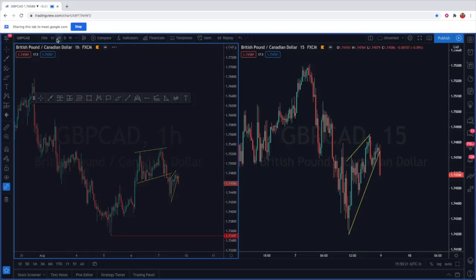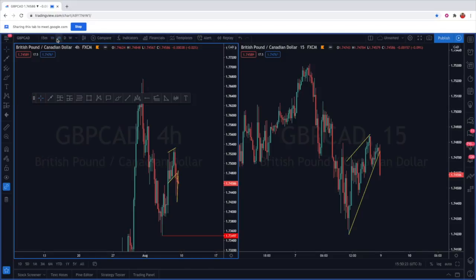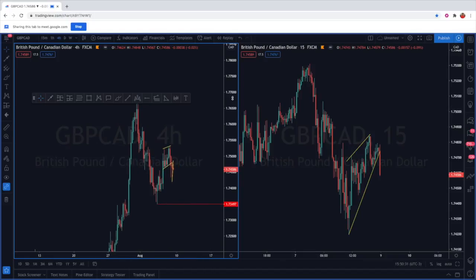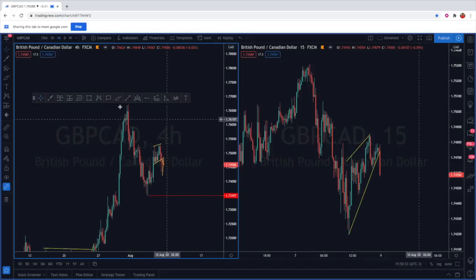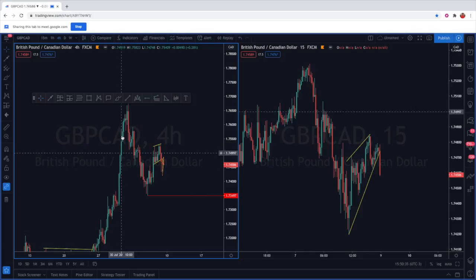Okay, let me just go on the 4 hour just to see the bigger movement all the way back down to the downside. There we go. Okay, so just by taking a look at this beautiful 4 hour chart, you can see we experience a huge impulse leg to the upside.